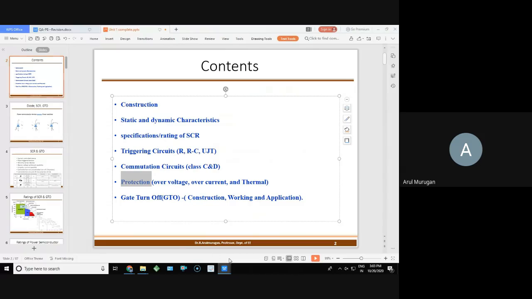Protection is very important. So you are going to save your SCR. What is the method? Either over voltage, over current, or thermal protection. Thermal protection means heat, so that's why a heat sink is available.